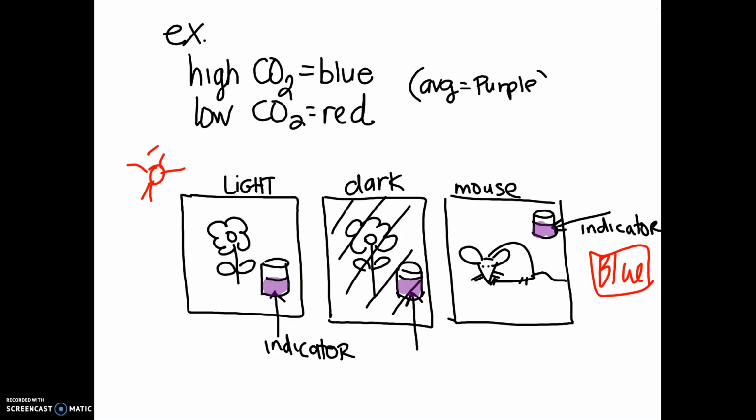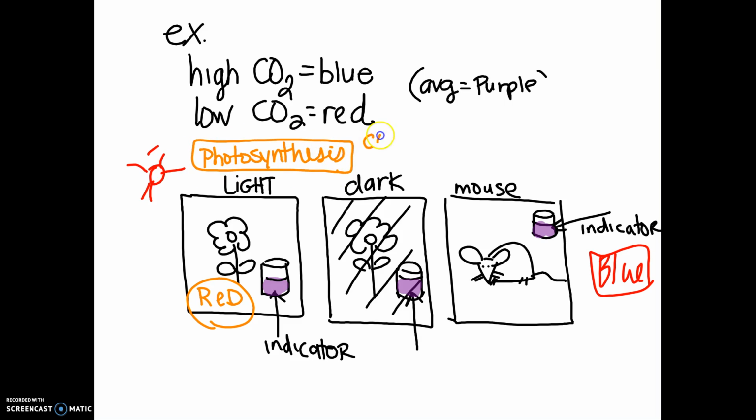So if we look at our first situation here, we have a plant growing in the light, and the question is, what color will the indicator turn? The correct answer is, in this case, the indicator should turn red. The reason why the indicator is going to turn red is because in bright light, the dominant process in this plant is probably going to be photosynthesis. And photosynthesis takes in CO2 and makes sugar and oxygen. So the levels of carbon dioxide should go down, and that would make the indicator turn red.